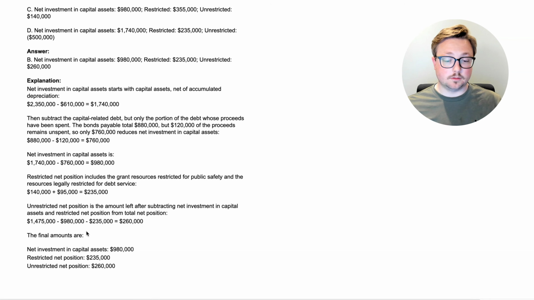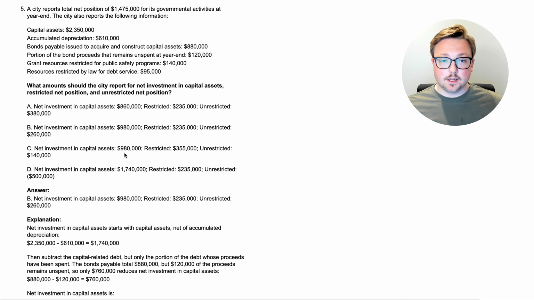So the final amounts are exactly those. $980,000 for net investment in capital assets, restricted net position $235,000, and unrestricted net position of $260,000. And as a reminder, this $1,475,000 is talked about right at the very beginning of the question.